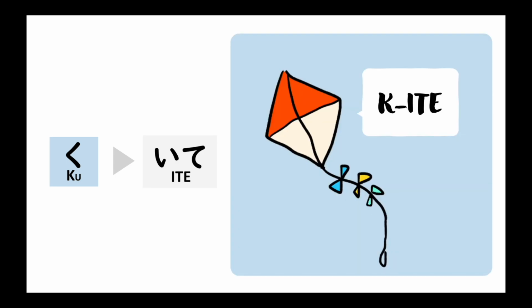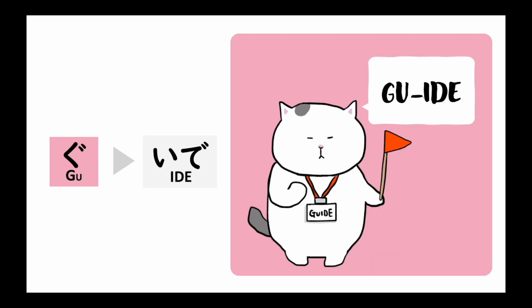U-verbs ending with ku is changed to ite, so you can memorize ku-ite or memorize the word kite because ku changes to ite, ite. U-verbs ending with gu is changed to ide. So you can memorize gu-ide or memorize the word guide because gu changes to ide, ide.